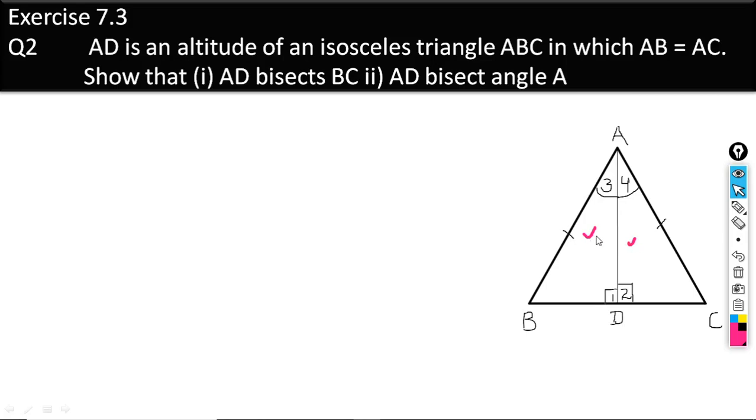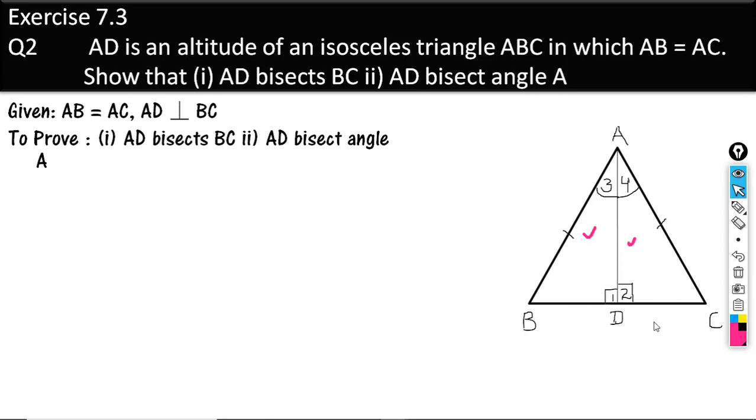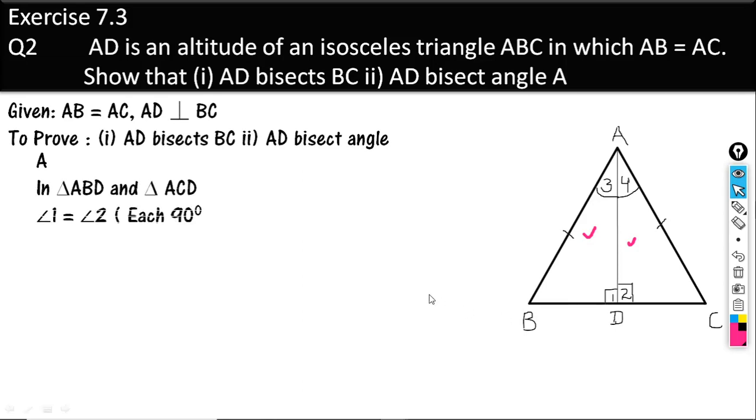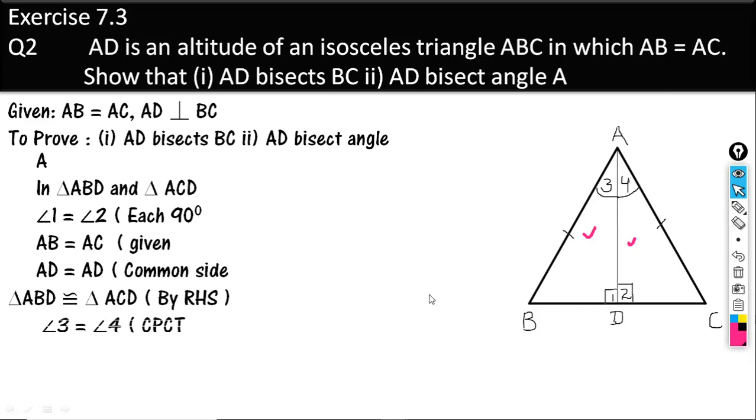They are congruent by right angle, hypotenuse, and one side AD is a common side. They are congruent by RHS, and finally we can say BD is equal to DC by CPCT, and angle 3 and angle 4 are equal because of CPCT. So this is an easy problem to solve.